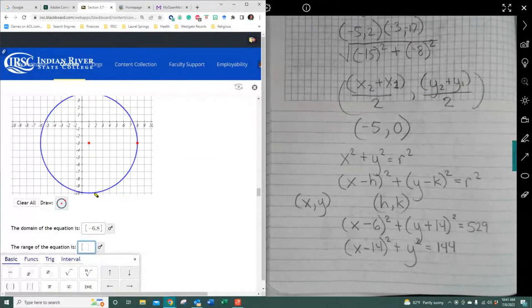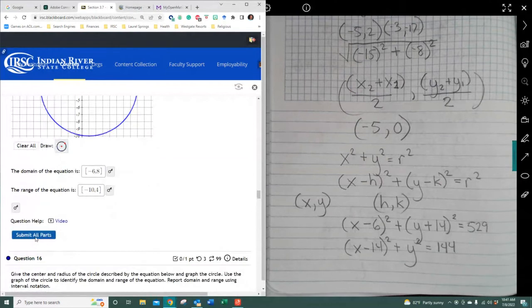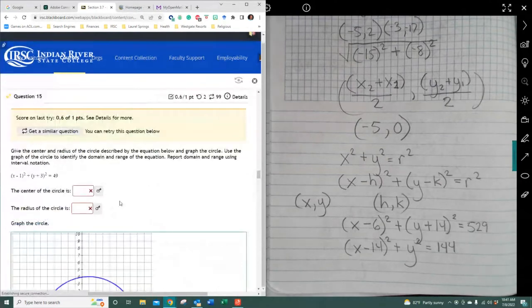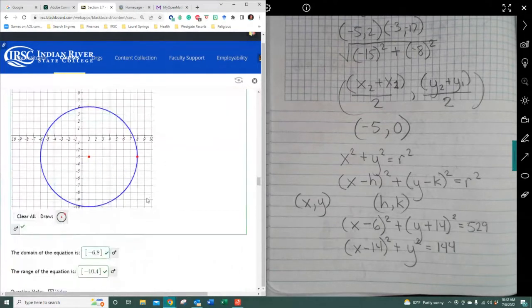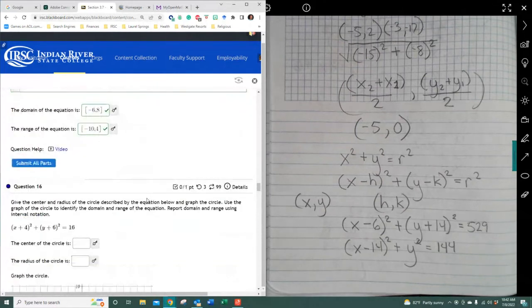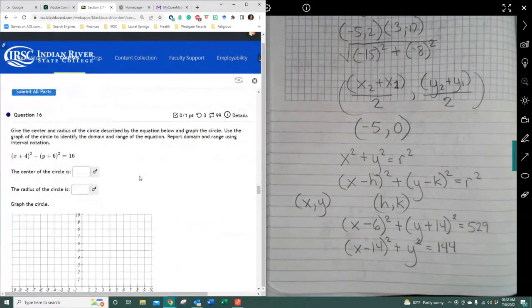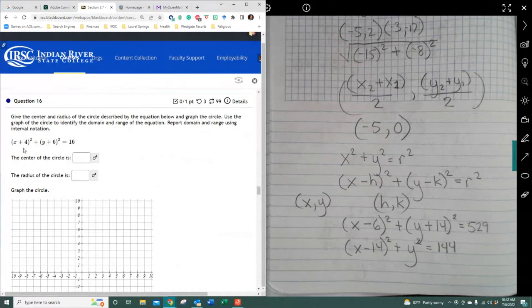So we're going to put a bracket, -10, comma 4, bracket, and then we're done. We answered all component parts. Oh, darn it. I didn't put those answers in. I hate when I show the answer and then I don't put the answer in. But anyway. Okay, so that's that. So this is pretty fast.